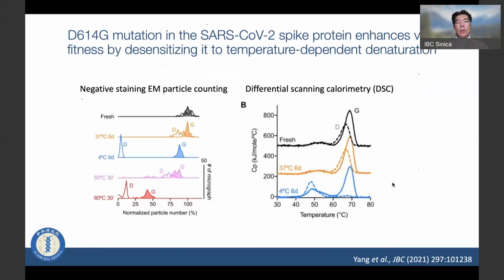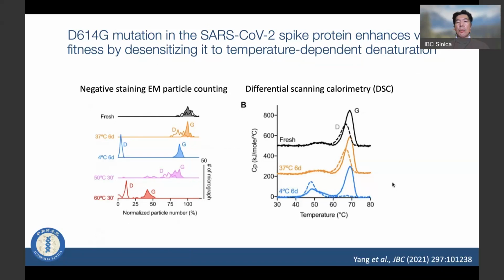Further quantitation of the negative stain EM images shows that in the case of wild type, labeled as D, it almost completely lost its native compact structure at 4 degrees after 6 days. In the case of D614G, however, most of the protein remained native-like.